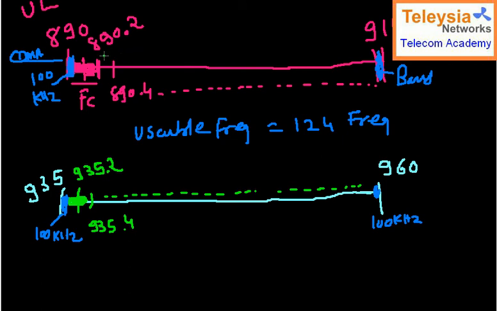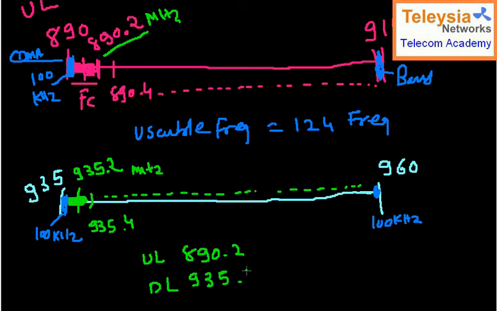So you can understand, if the first frequency in uplink is 890.2 megahertz and here is 935.2 megahertz, it is not easy to remember. So what we do is, we have given a number to those carrier frequencies. So let's say the first frequency for the uplink is 890.2, and for the downlink, the pair of this frequency is 935.2, and we call it frequency number 1, or you can say only 1 is enough.